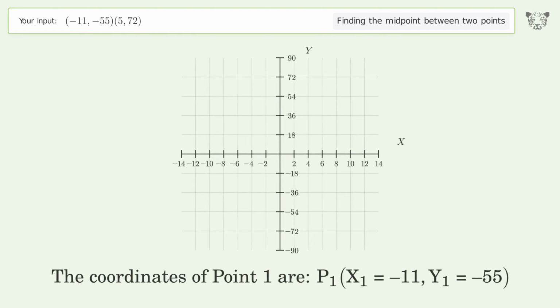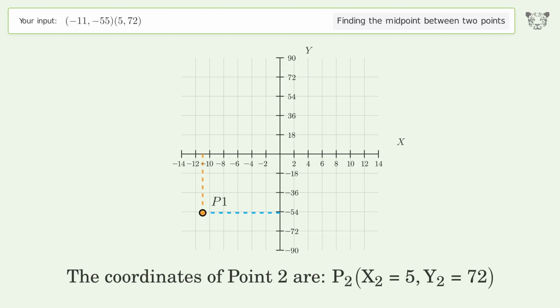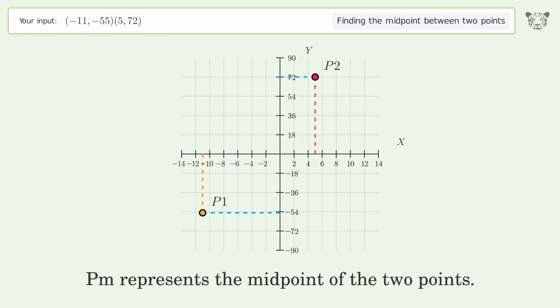The coordinates of point 1 are x1 equals -11, y1 equals -55. The coordinates of point 2 are x2 equals 5, y2 equals 72. PM represents the midpoint of the 2 points.